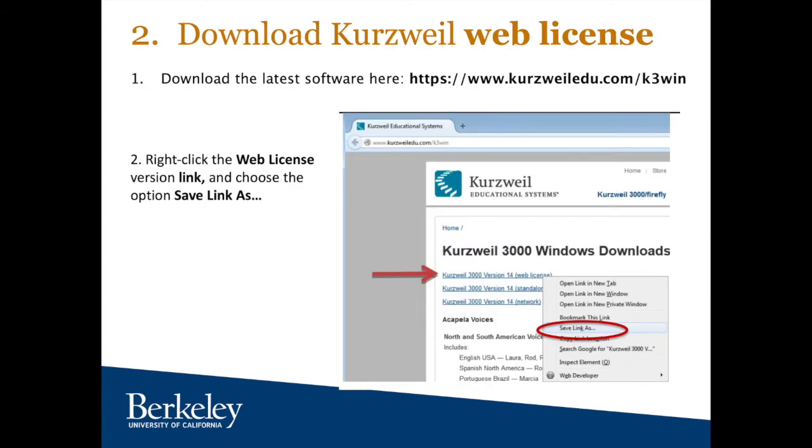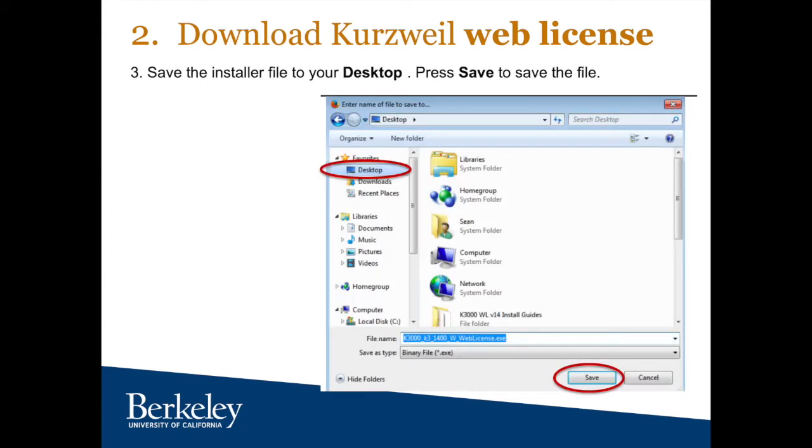Download the latest software from the Kurzweil 3000 website. The link will be in the description box below. Right-click the web license version of the link and choose the option Save Link As. Save the installer file to your desktop. Press Save to save the file.